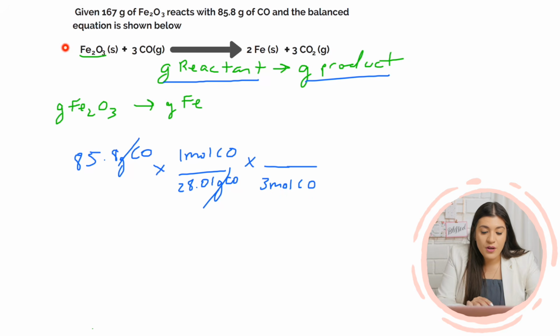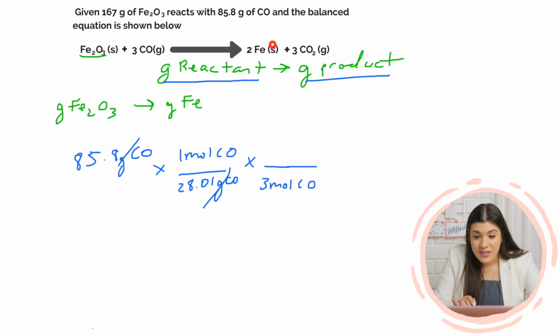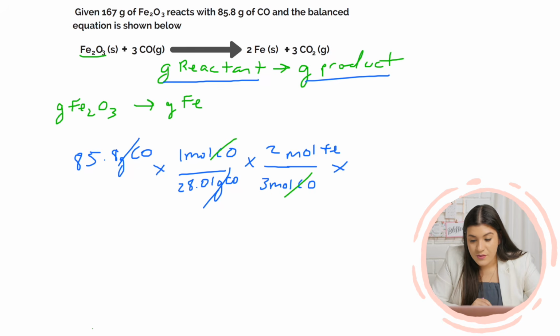So we decided we're going to go from grams of iron oxide to iron, which we did in the first step. And now what we're doing is going from grams of carbon monoxide to grams of iron. Does that make sense? Yeah. So then what should go on top here? The iron? Correct. How many moles of iron do we have? 2. All right, now that cancels, what's our next step?